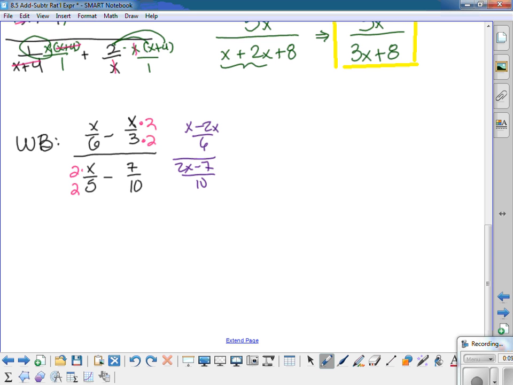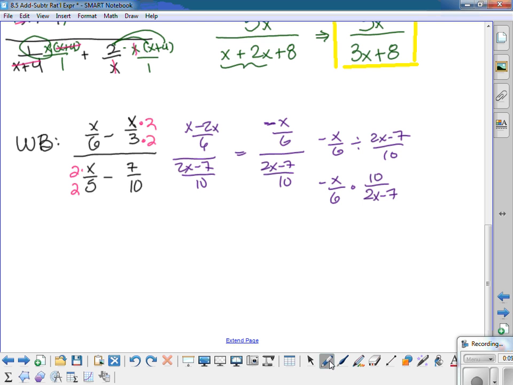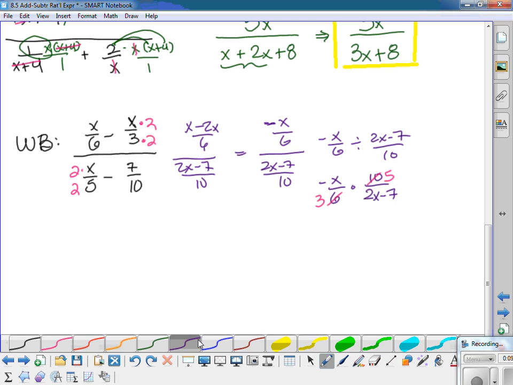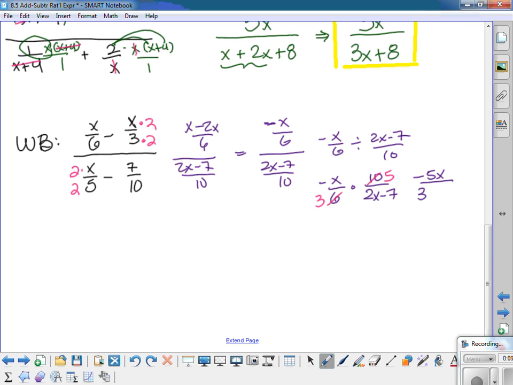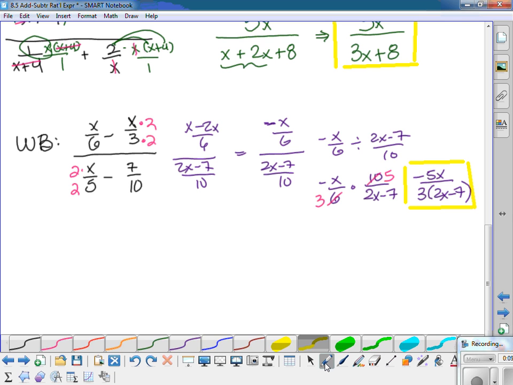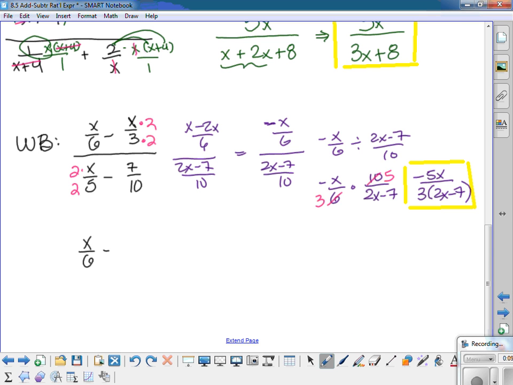Well, x minus 2x leaves me with negative x over 6 being divided by 2x minus 7 over 10. So that's negative x over 6 divided by 2x minus 7 over 10. We rewrite it with the reciprocal. And we can reduce the 6 and 10. And so when you multiply across, we get negative 5x over 3 times 2x minus 7. And you can leave it factored if you want, or you can multiply it out and get the answer. Either way it works. All right, now I'm going to do it again and show you that the other way also works with this.